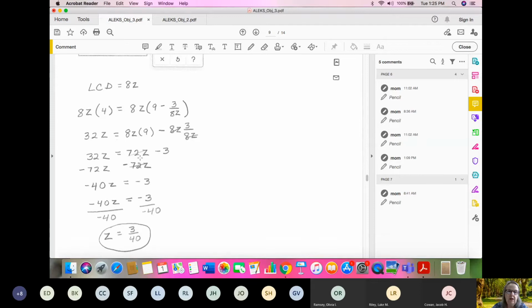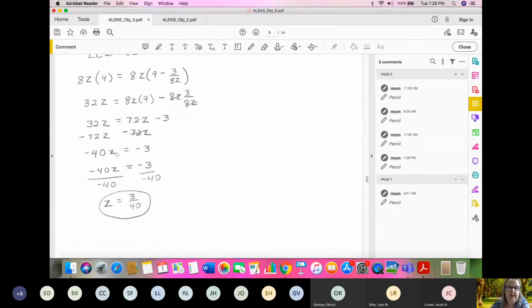That's okay. So the opposite of adding 72 is subtracting 72. So that means 72 minus 72 is really 0 times z is 0. So that's why we do that. And 0 minus 3 is still negative 3. So 32 minus 72 is negative 40z.